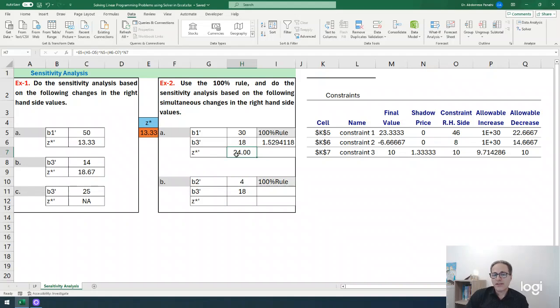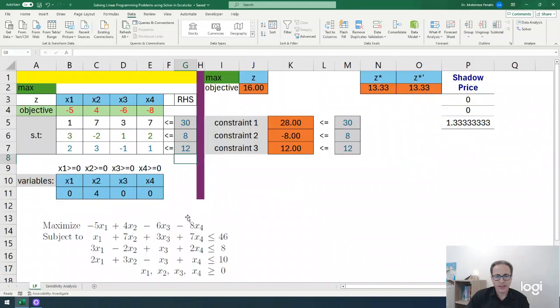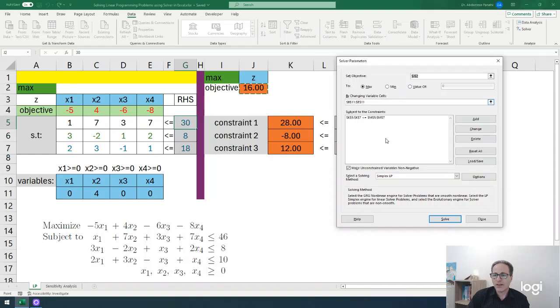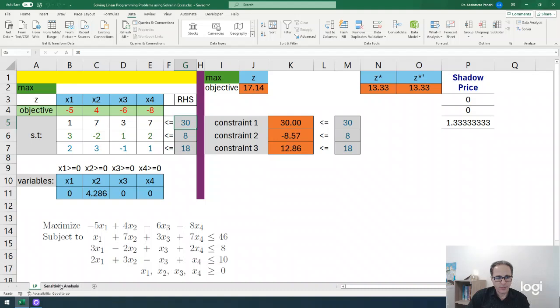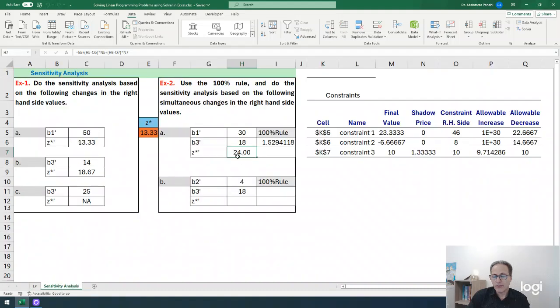It seems that the new answer should be 24 by sensitivity analysis if we use it wrongly, but it's not going to be the case. So 30 and 18, if we come back here, 30 and 18. However, this 18 is in the range, and that 30 is at the range, and also the contribution of this change in the first constraint is 0, but still the sensitivity analysis does not work because the sum of those changes is more than 100%. If we solve, we get 17.14, but here we predicted 24, which is completely different from the exact value.